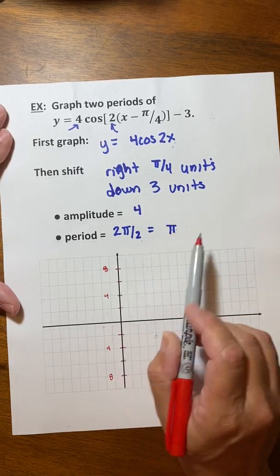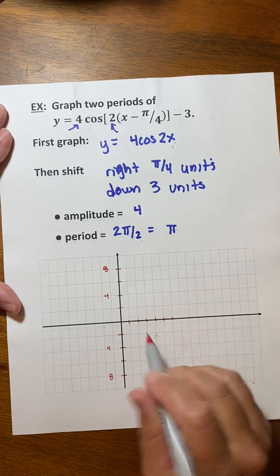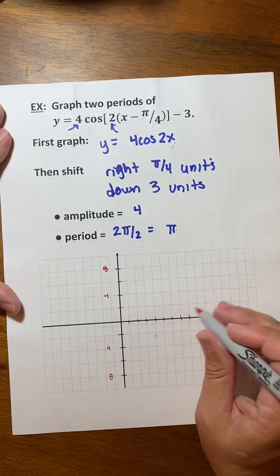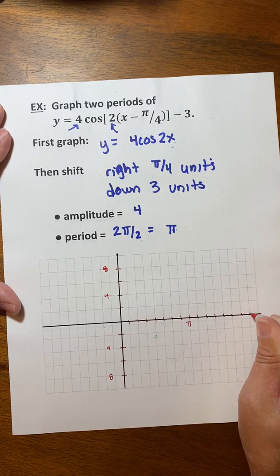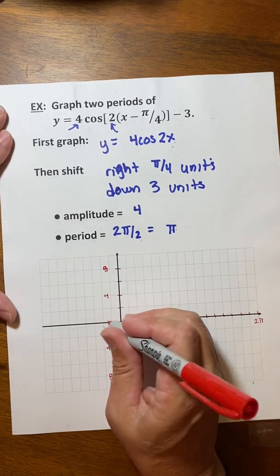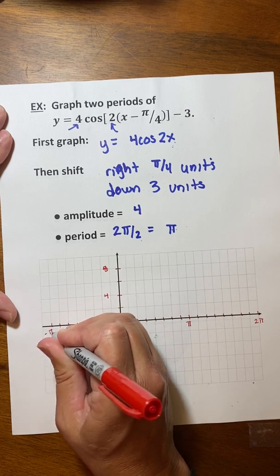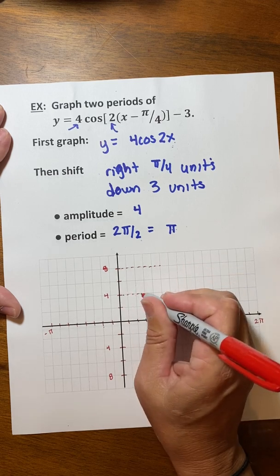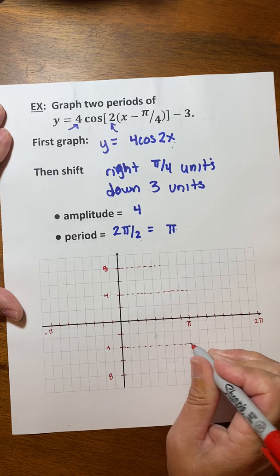All right, and then my period is pi. So again, I'm going to go out 8 tick marks because I like going out in multiples of 4. 1, 2, 3, 4, 5, 6, 7, 8. So here is pi. 1, 2, 3, 4, 5, 6, 7, 8. Here is 2 pi. So we're going to graph 2 periods this time. 1, 2, 3, 4, 5, 6, 7, 8. Here's negative pi. Sorry, ignore that. And negative 4 to pi.